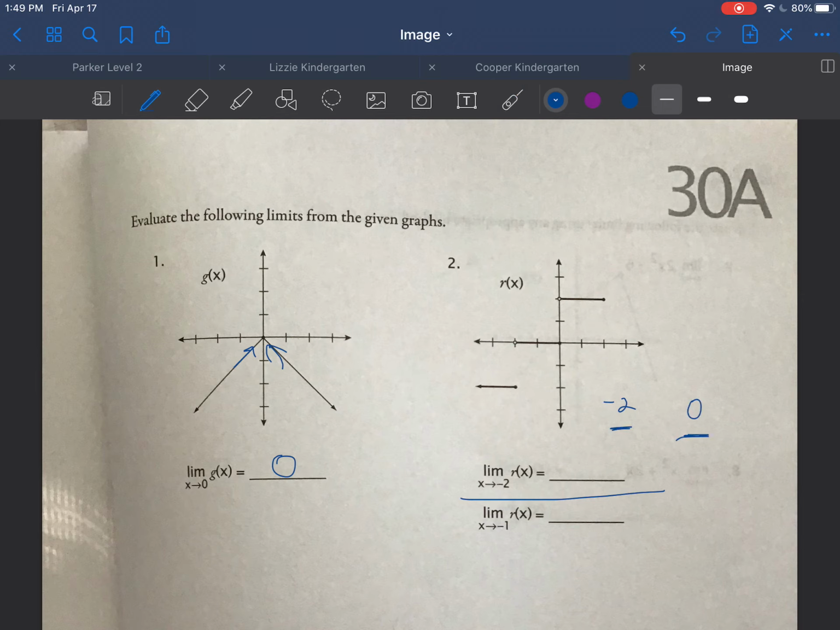Since these two limits are not the same, and they have to match, your limit from the positive and from the negative have to match. Since these do not match, we would say the limit here does not exist.